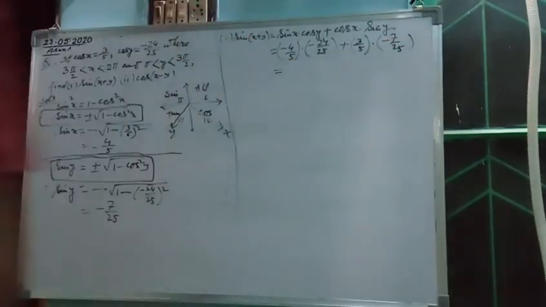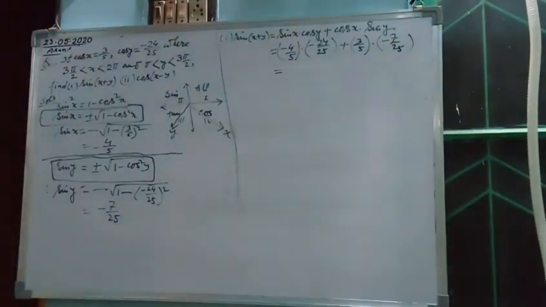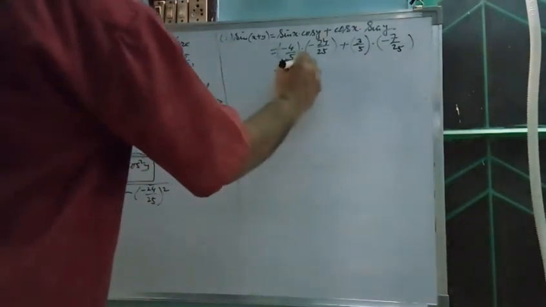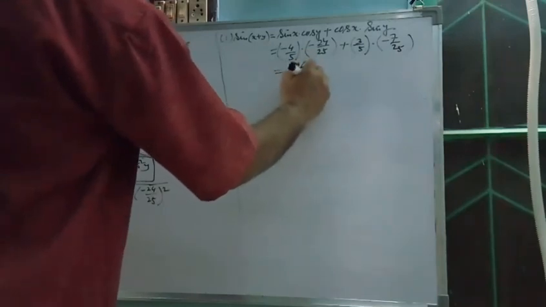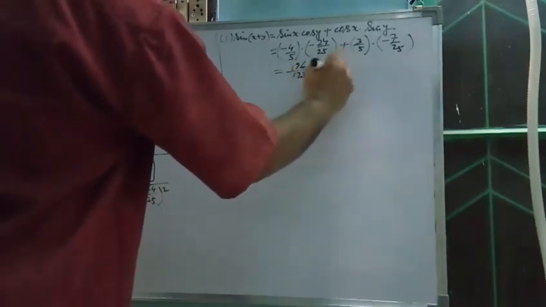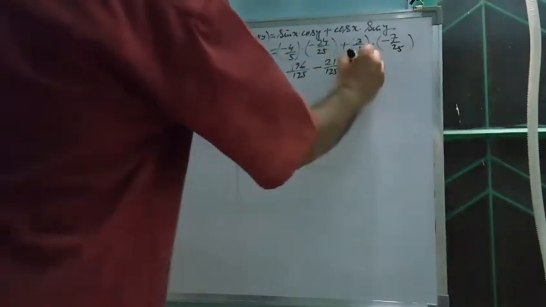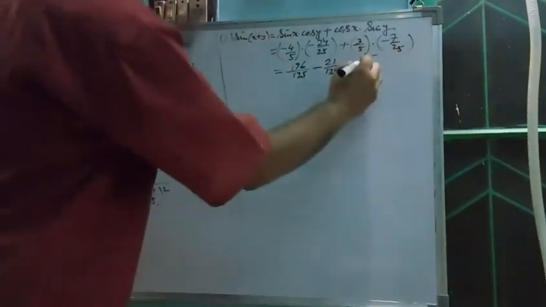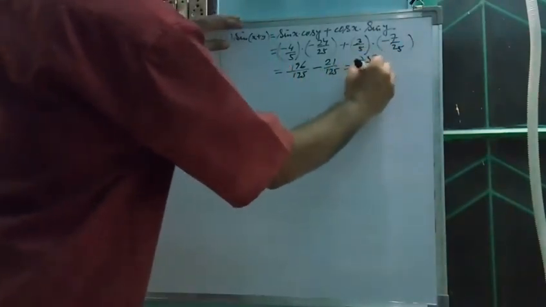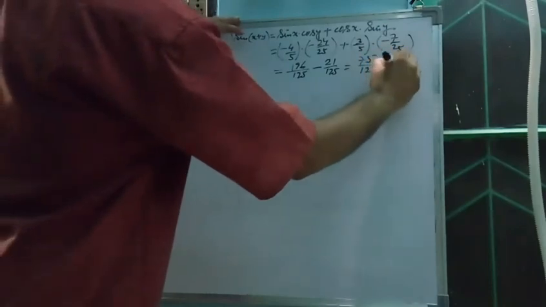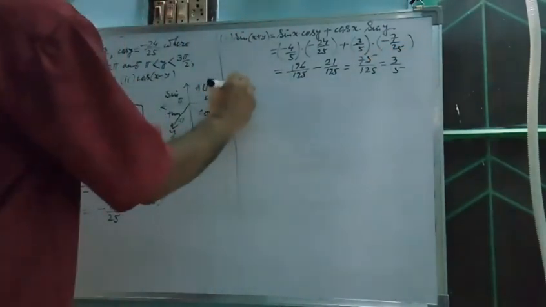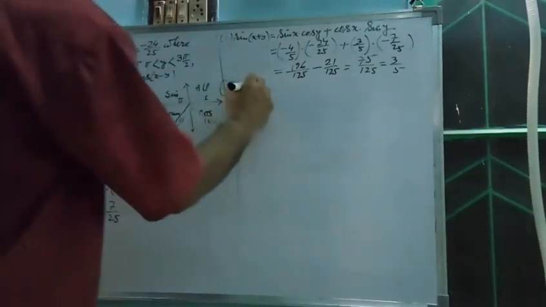Now simplify. If we simplify we will get 96 by 125 minus 21 by 125, that is 96 minus 21, which becomes 75 over 125. We get 3 by 5. Number 2, cos(x-y).